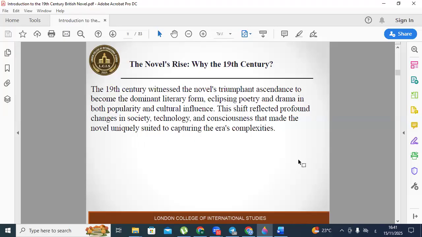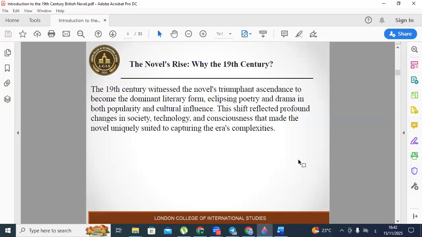Consider what the novel offered that other forms didn't. Poetry had traditionally been the most prestigious literary form, but poetry often dealt with heightened emotions, idealized situations, and formal constraints. Drama required costly production and reached limited audiences. The novel, by contrast, could address contemporary life directly, develop characters over hundreds of pages, explore social problems in detail, and reach readers privately in their homes.